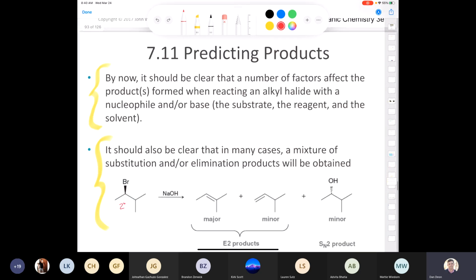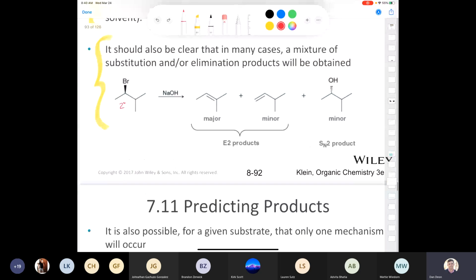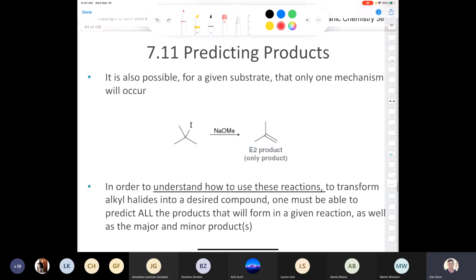Okay. Now, if you're wondering, hey, do you have this summarized in a table somewhere? Well, that's where we're getting. I do have this summarized in a table that's found in your textbook.